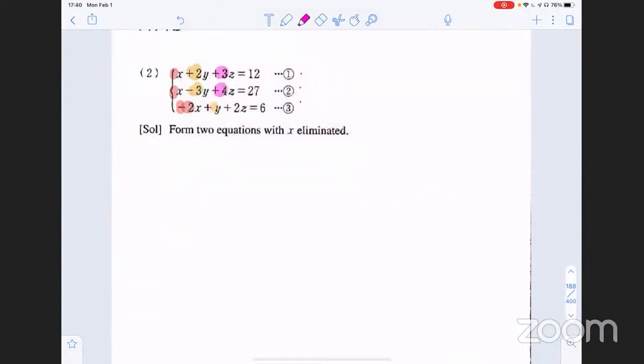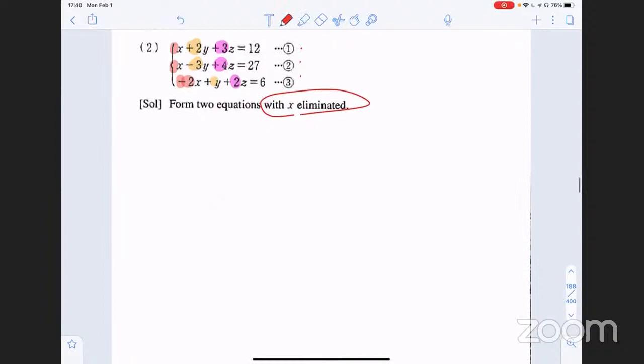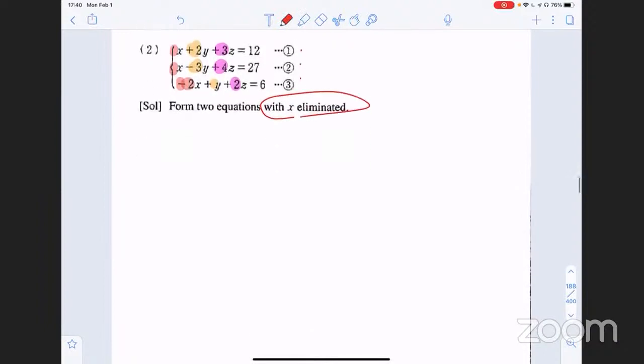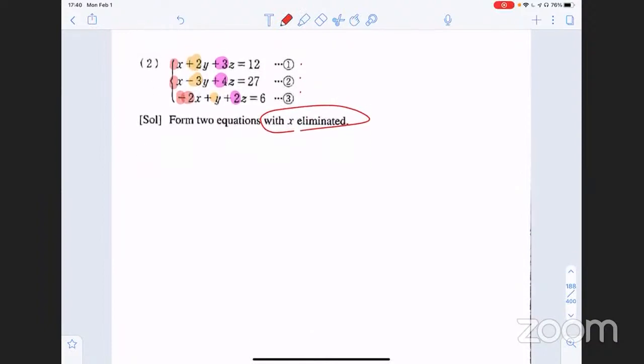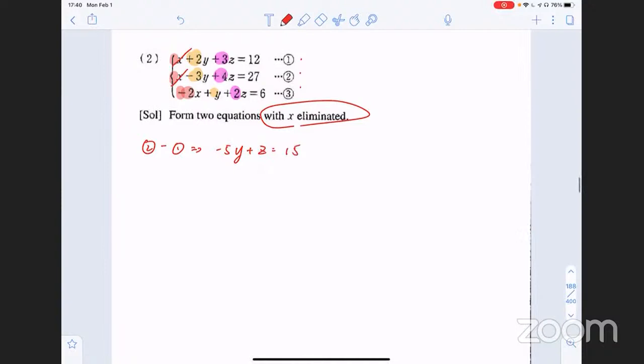Plus 3 plus 4, 2. Okay, what do I want to do? I definitely want to eliminate x, right? Well, the hint is already here. So if I'm getting x eliminated, first of all, for equation number 1 and 2, do I have to do anything? That doesn't really seem like that. I can use equation number 2, subtract equation number 1, which will get canceled out, that negative 5y plus z equal to 15. Okay, that's my first equation.